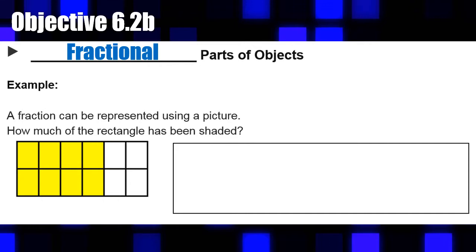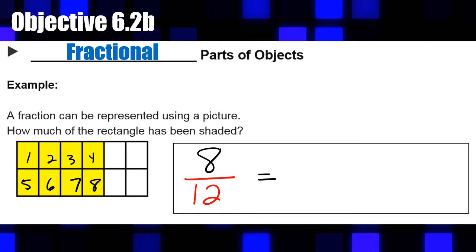And so here we have this example. A fraction can be represented using a picture. So how much of the rectangle has been shaded? And so we need to figure out how many total parts are in this rectangle. So after I counted them, I figured out that there are 12 total parts in this rectangle. And we're going to count up how many are actually shaded. 1, 2, 3, 4, 5, 6, 7, 8. So we can say that there are 8 shaded out of 12.